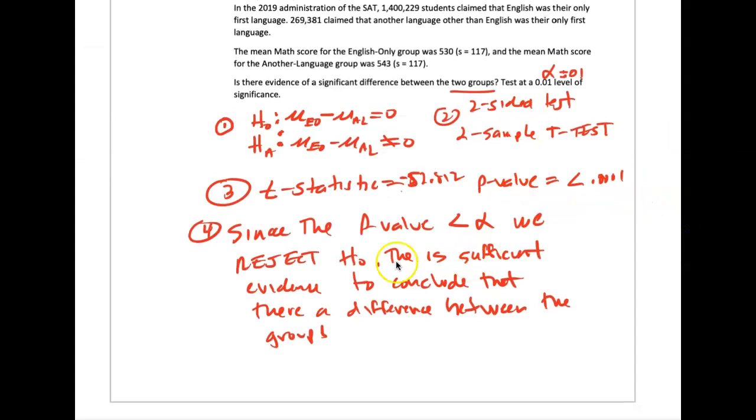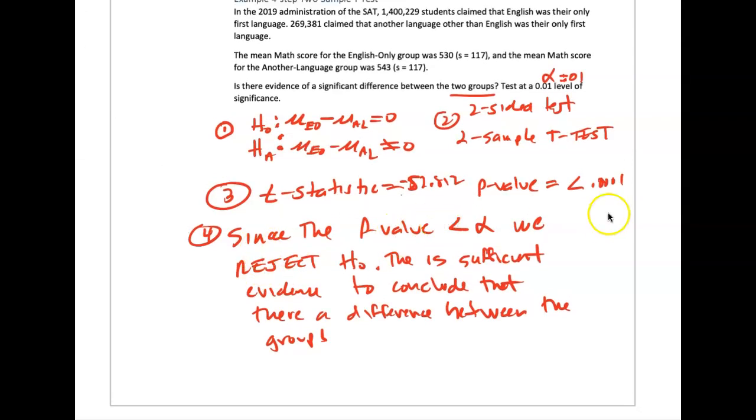Since the p-value is less than alpha, it was very small, we reject the null hypothesis. We reject that there is no difference, that the difference equals zero, which means no difference. There is sufficient evidence to conclude that there is a difference between the two groups. And that's how we do it.